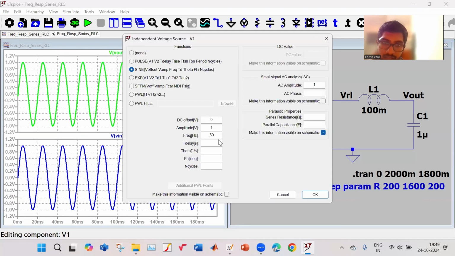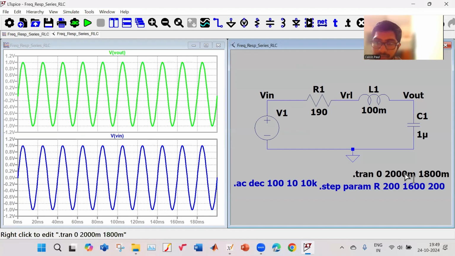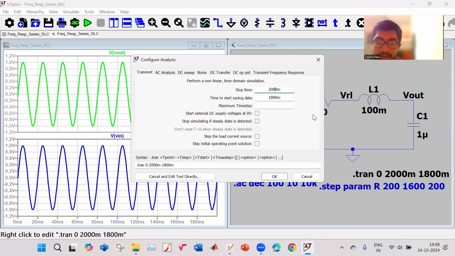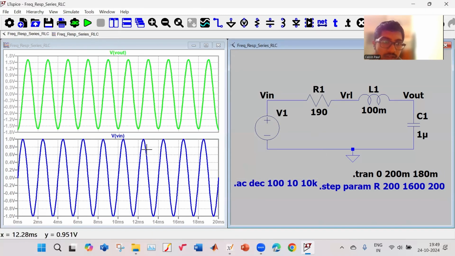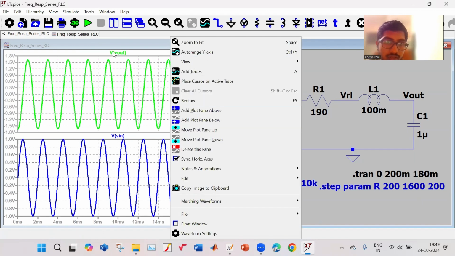Now I'll consider a case when my frequency is equal to the natural frequency. Let me run it. So now it's not looking good.